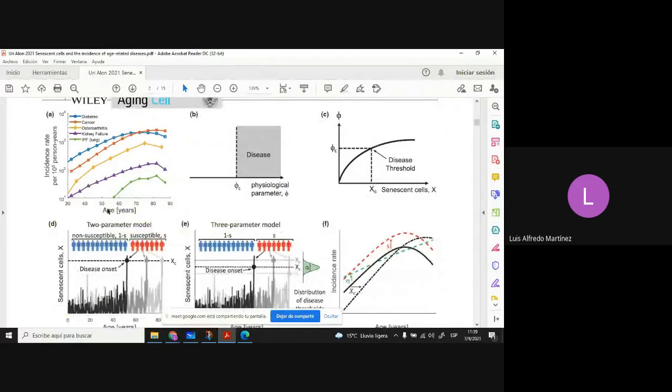In figure 1, we can see the incidence rate per 100,000 people.